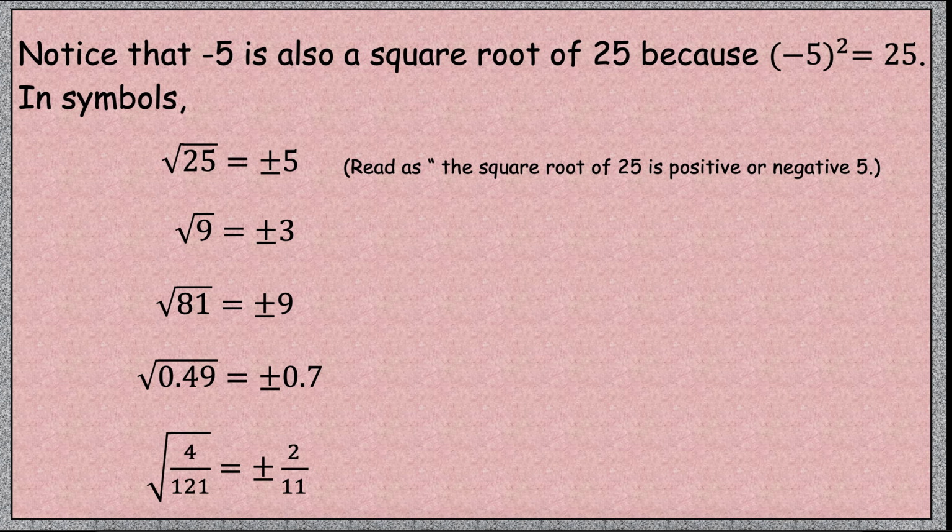The square root of 4 over 121 is positive or negative 2 over 11. So just get the square root of the numerator for the numerator of the answer and the square root of the denominator for the denominator of the answer.